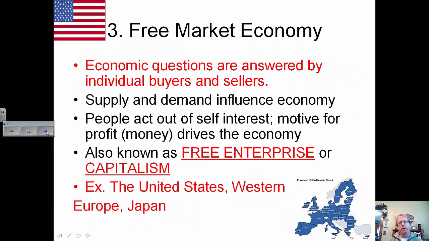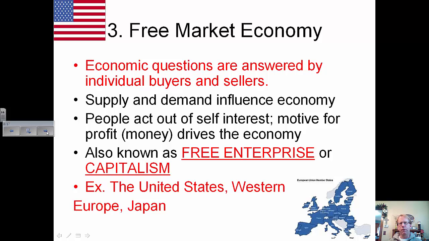Okay. Our last type of economic system, although not really, but we're going to call it our last type, is the free market economy. Economic questions in this type of economy are answered by individual buyers and sellers. Okay, so for who and how much, that's just based on how much people want. It's up to you how much you want to buy and how much you want to sell in a free market economy. Supply and demand influence the economy.